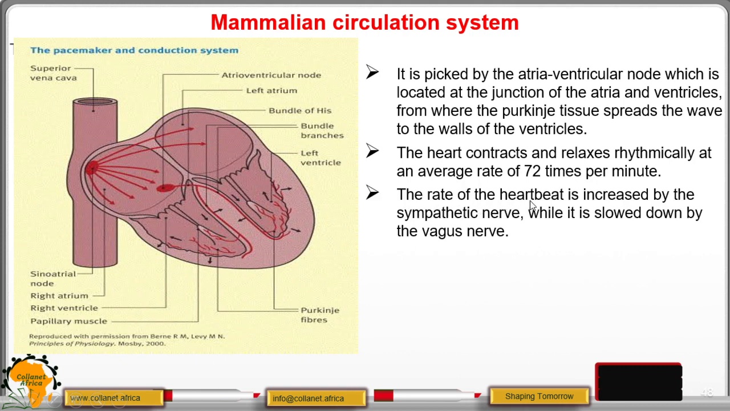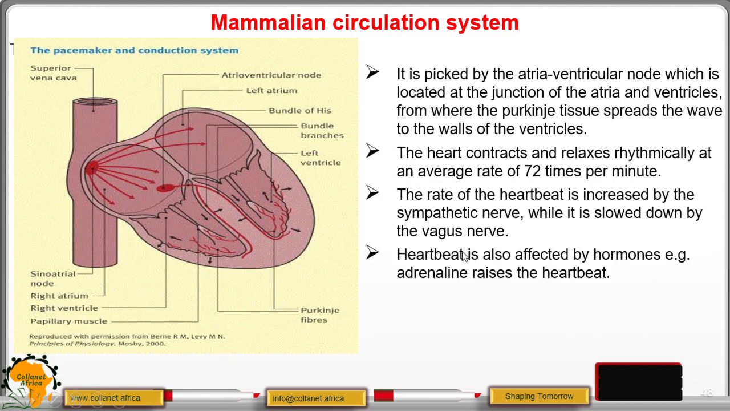The rate of the heartbeat is increased by the sympathetic nerve, while it is slowed down by the vagus nerve. The heartbeat is also influenced by hormones like adrenaline, which raises the heartbeat, especially in times of danger. This hormone prepares the body for fight and flight, and therefore increases the heartbeat.